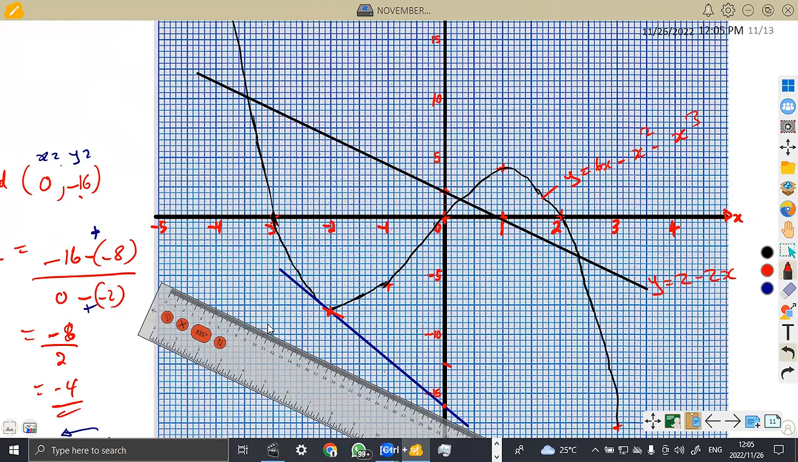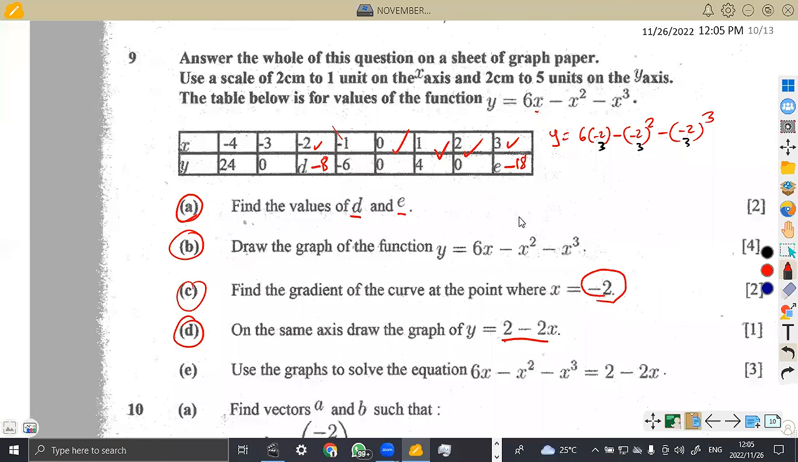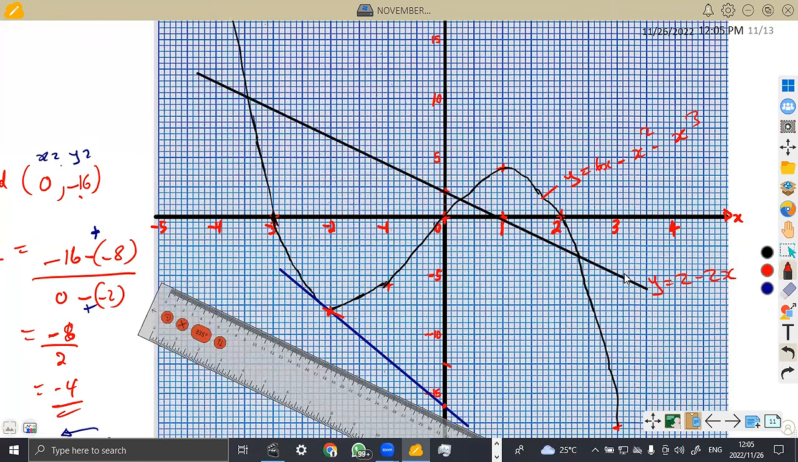I don't know which method was best for you, but after that, the question further on goes to use the graphs to solve the equation 6x - x² - x³ = 2 - 2x. As you can see, y is equal to y from the previous y that we had here and this y that we have. So at the point of intersection, that's where we are going to have our answers. Where do these graphs intersect?